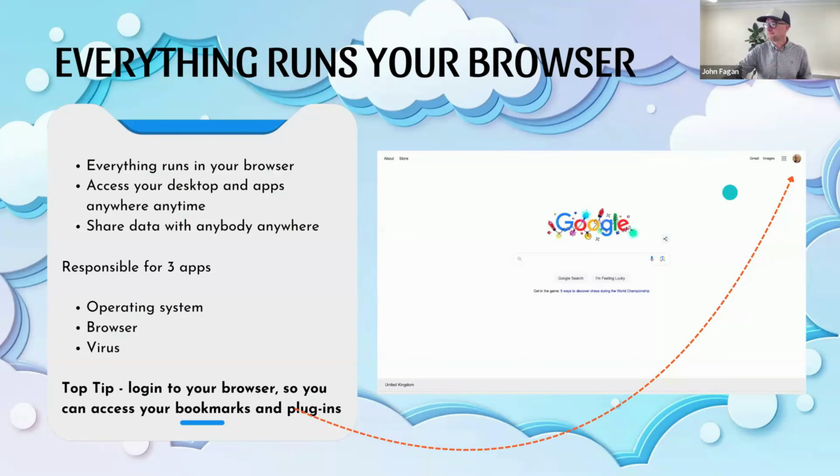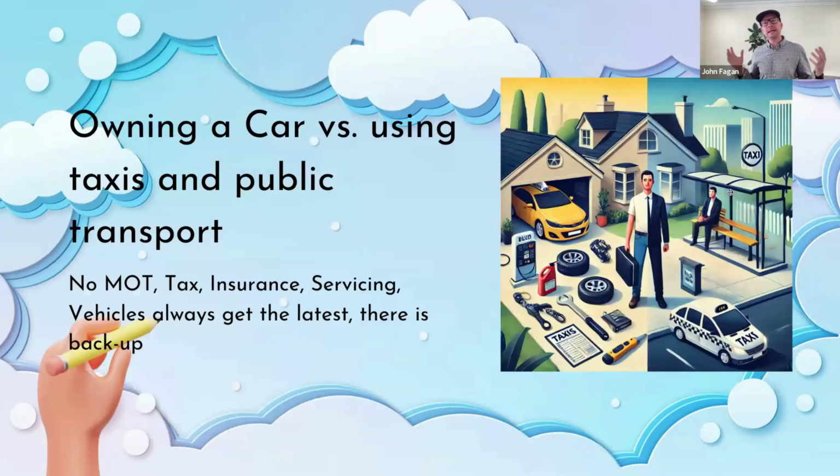Good. So moving on. I'm just going to use an analogy. Let's just step back. The benefits of going cloud are, broadly speaking, like the difference between owning your own vehicle and using taxis and public transport. If you use taxis and public transport, you don't have to worry about any compliance stuff. You don't have to worry about MOT. You don't have to worry about tax. You don't have to worry about insurance. You don't have to worry about maintenance. You don't have to get it serviced.